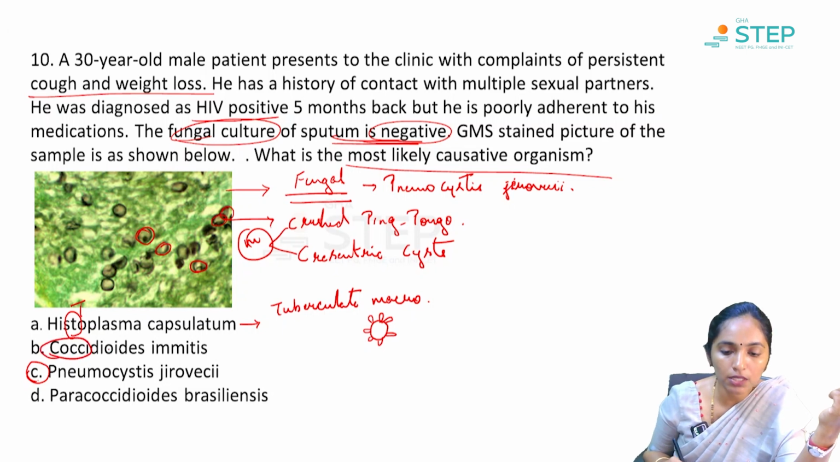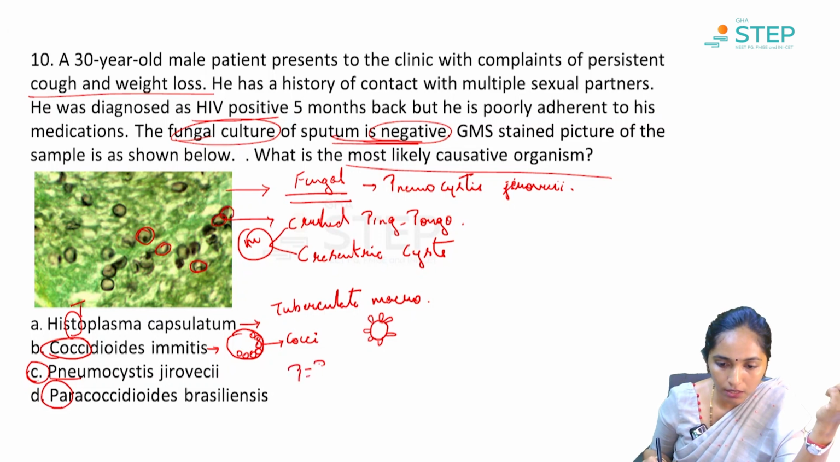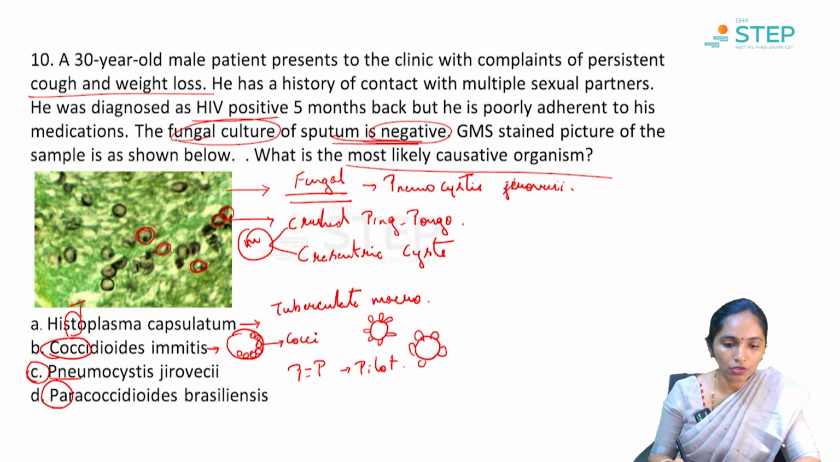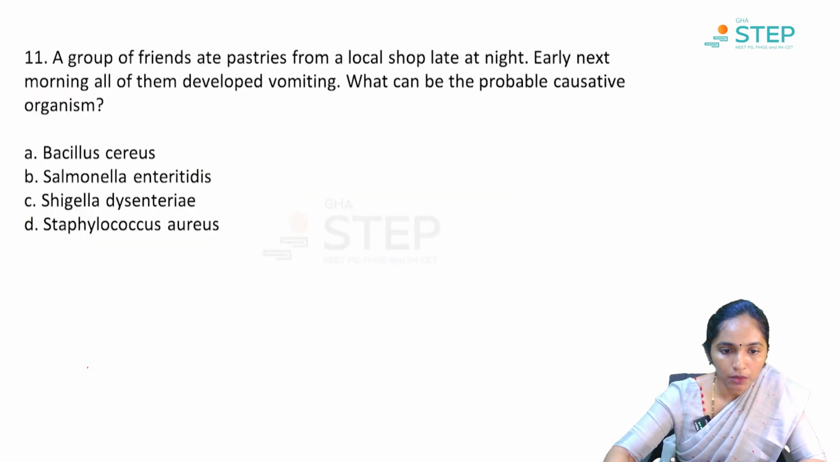Coccidioides immitis, cocci. So what do you have? You have this spore, and within that you have endospores. So these look like cocci, right? Coccidioides, you have a cocci-like structure. Pneumocystis jirovecii we studied here. Then Paracoccidioides, P is equal to another P, that is called pilot wheel appearance. So this is how a pilot wheel appears. So these are the morphological features of all the other options. Moving on to the next question.